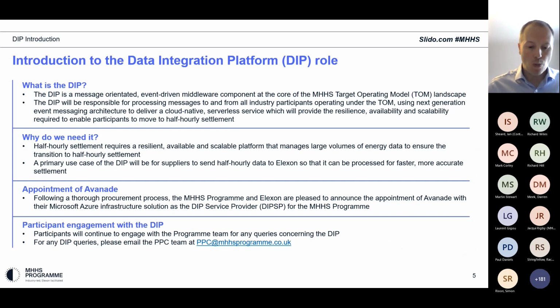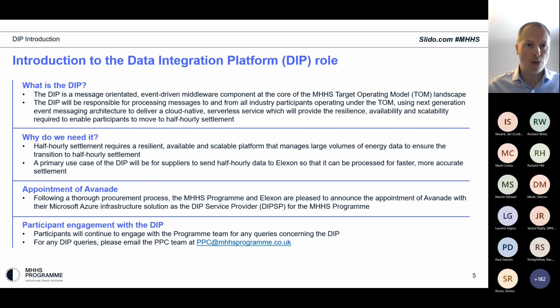So what is the DIP? DIP stands for Data Integration Platform, and it pretty much does what it says on the tin with regards to the MHHS programme. It's the integration platform that sits at the core of the MHHS TOM, which we'll have a brief look at in a moment. It's essentially the message processing hub for all of the industry flows to help increase the efficiency and effectiveness of how we're processing that half-hourly data, so that we can improve the way that the industry is run through the half-hourly programme. So it sits right at the core.